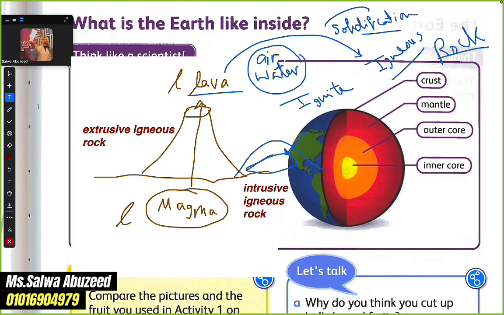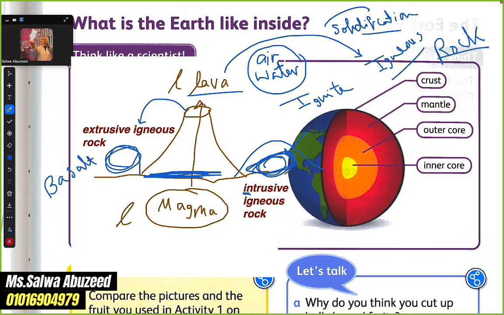So if the lava is made outside on the crust, I will call it extrusive. If it's inside of the crust, I call it intrusive. Here, the X is beside the base of the volcano. So the example for extrusive will be basalt. Remember it with base. Base, basalt. This is just a thing to make you remember.